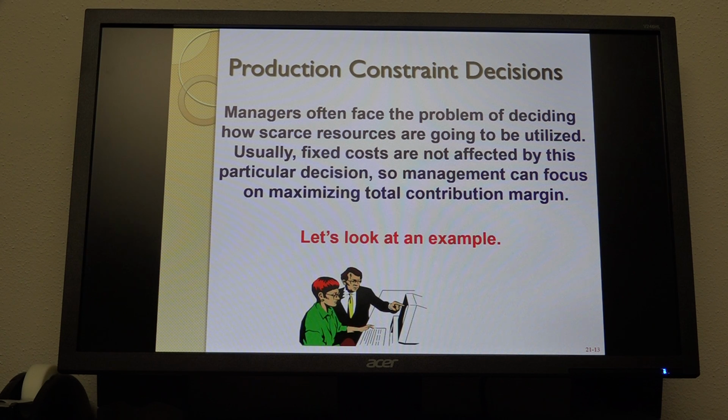Production constraint decisions, also known as product mix. Managers often face the problem of deciding how scarce resources are going to be utilized. Usually, fixed costs are not affected by this particular decision, so management can focus on maximizing total contribution margin.